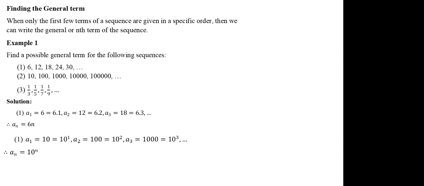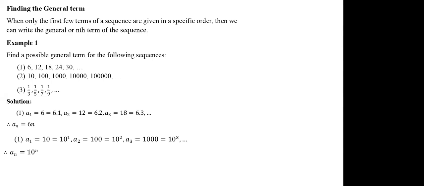Now, what about the third question, number 3? What's the general term for number 3? 1 over 2n. Is that correct? 1 over 2 plus n. Is that correct?